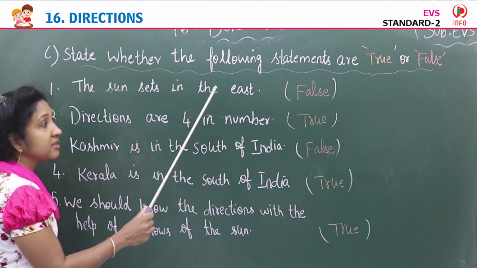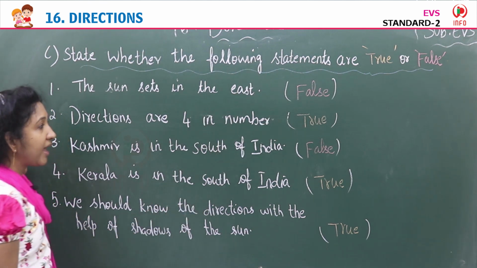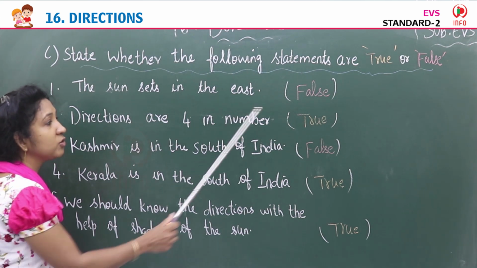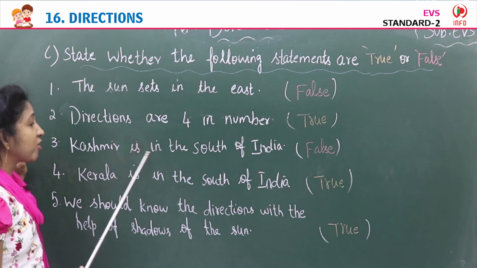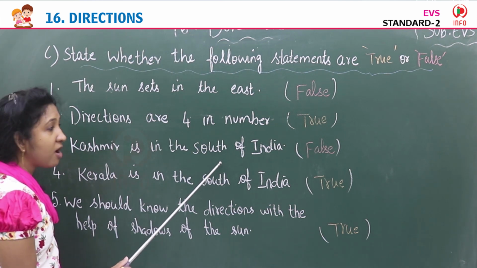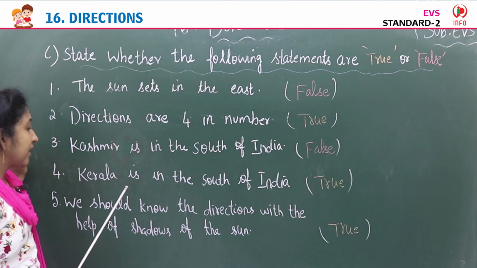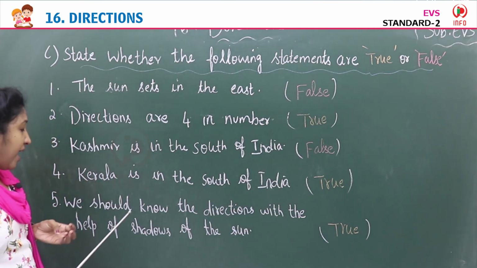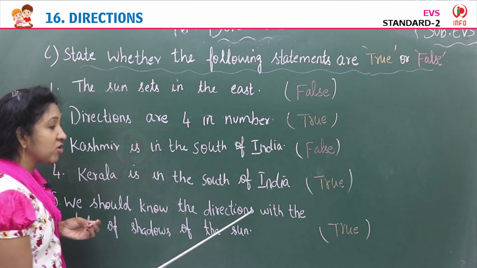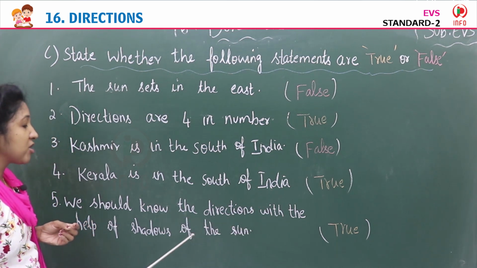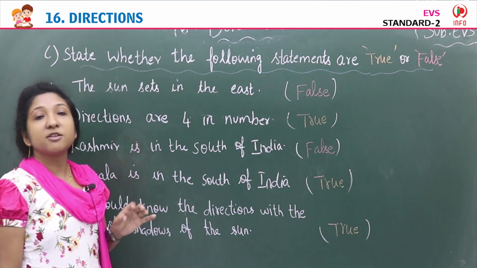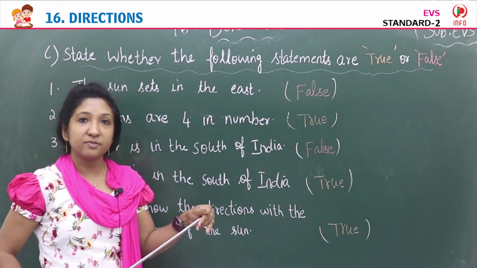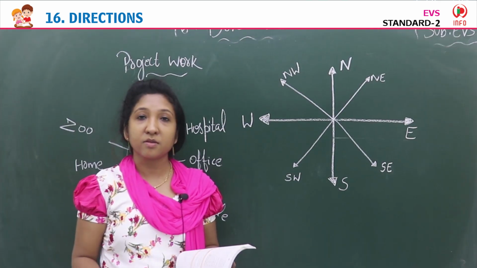So the first one, the sun sets in the east. Wrong statement. It is false. So write false in the brackets. Second, directions are 4 in number. Yes, it's true. Third, Kashmir is the south of India. It's wrong. So false. Fourth, Kerala is in the south of India. It is true. Last one, we should know the directions with the help of shadows of the sun. Yes, it is a true statement. So we can write true here.